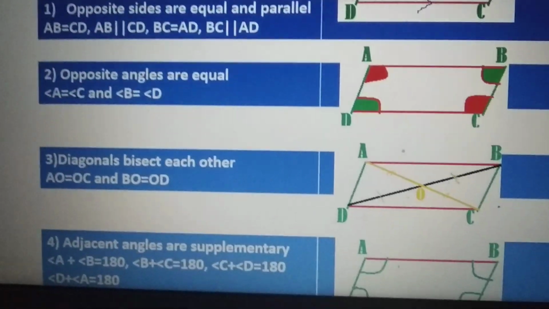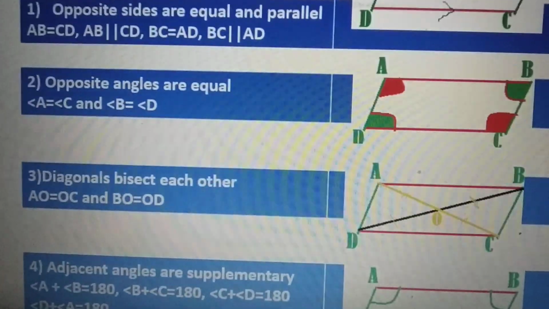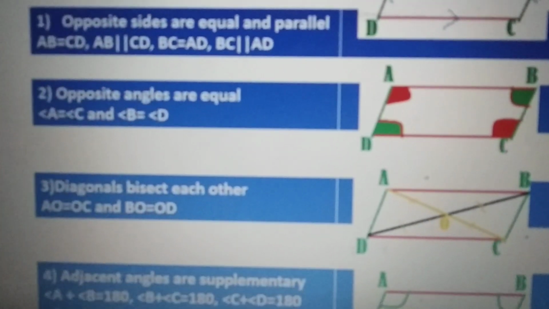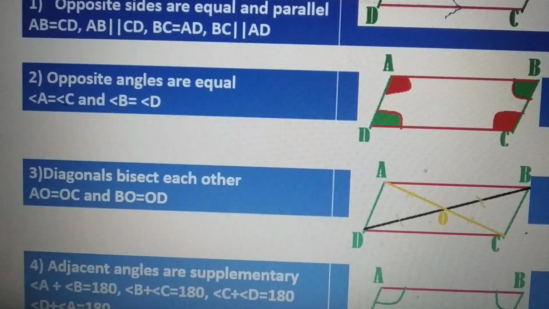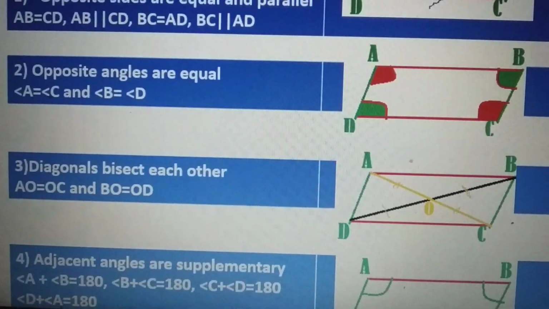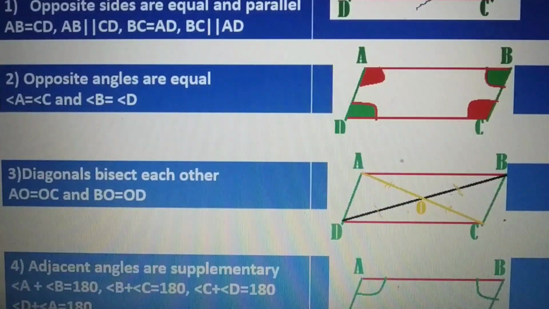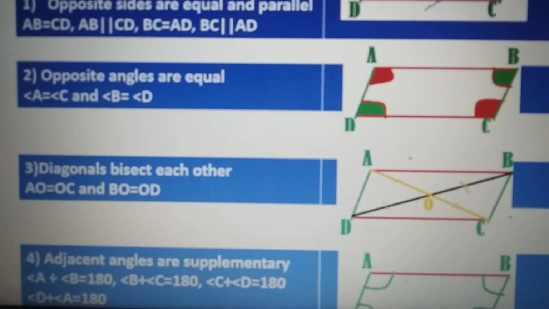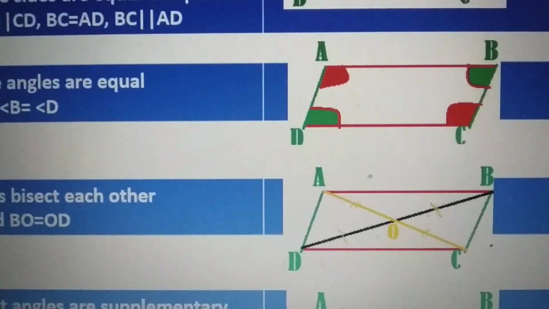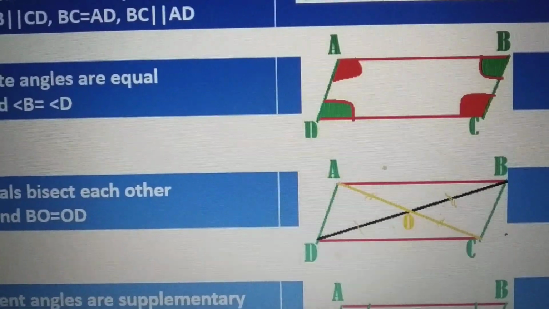Coming to the third property, diagonals bisect each other. Bisection means it is divided into two equal parts. There are two diagonals in a quadrilateral. One is AC, the other one is BD. Now if you consider AC, this diagonal is divided into two equal parts as AO and OC.